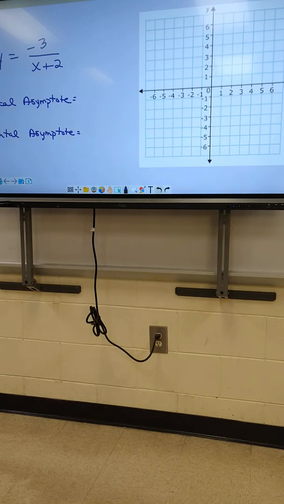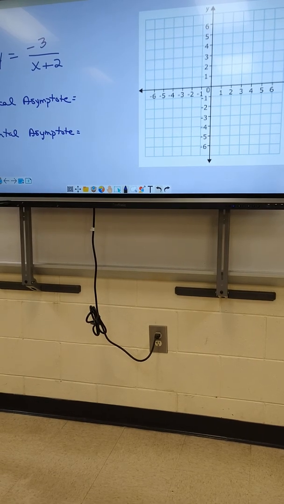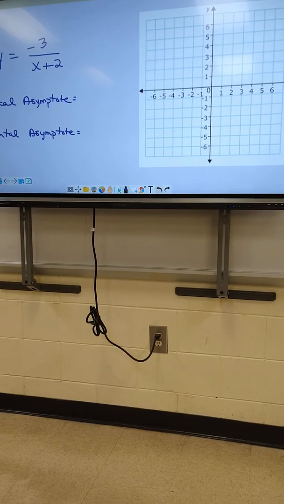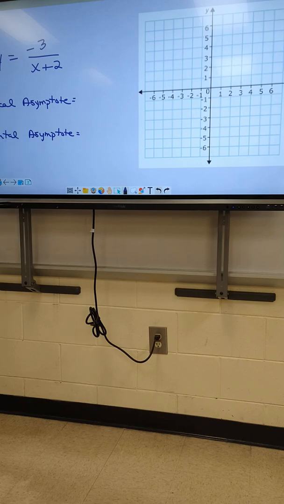All right, numbers 4, 5, and 6 are all the same type of problems. So maybe if I show y'all 4, you can do 5 and 6, especially if you were in class yesterday. All right, so remember, first thing we have to do on these problems is find a VA, a vertical asymptote, and an HA, a horizontal.